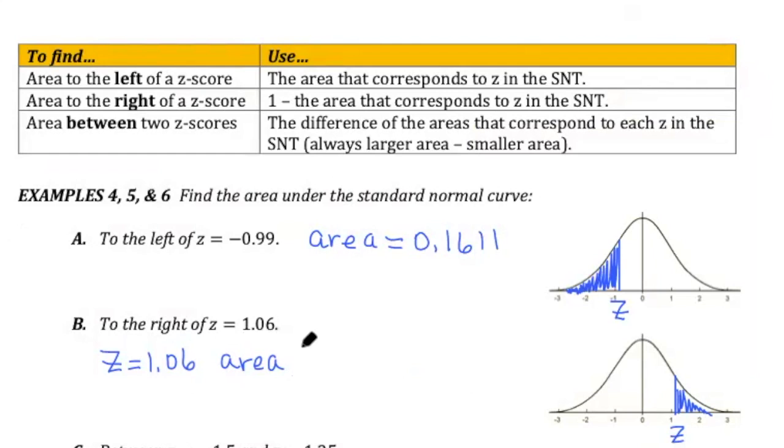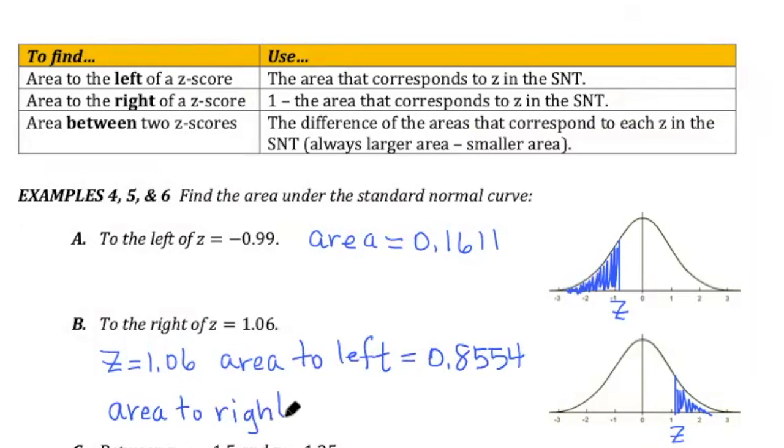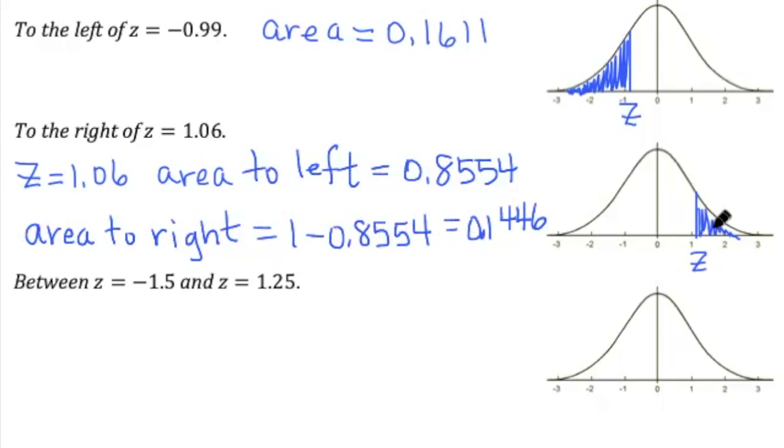So the area to the left of z equals 1.06 is 0.8554. So to find the area to the right, you're always going to do 1 minus that number, which is 0.1446. And that's the area of this blue shaded region.